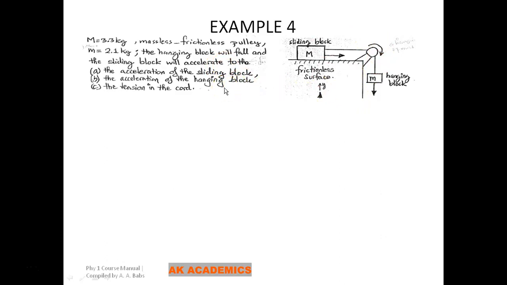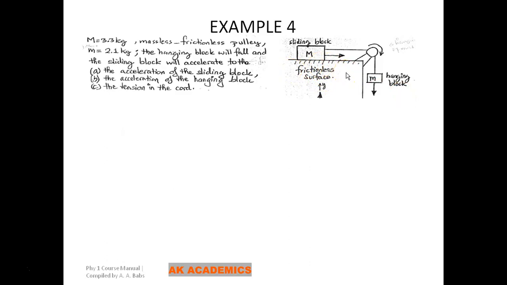So our job, the question, is to find the acceleration of the sliding block, find the acceleration of the hanging block, and then the tension in the cord that is holding the two blocks together. Okay, so this is the sliding block, this is the hanging block. The sliding block is on the horizontal axis, as you can see here, so the acceleration will be represented with a_x. The hanging block is on the vertical axis, as you can see, it is hanging, and then the acceleration is going to be represented with a_y, and we do have a frictionless pulley.